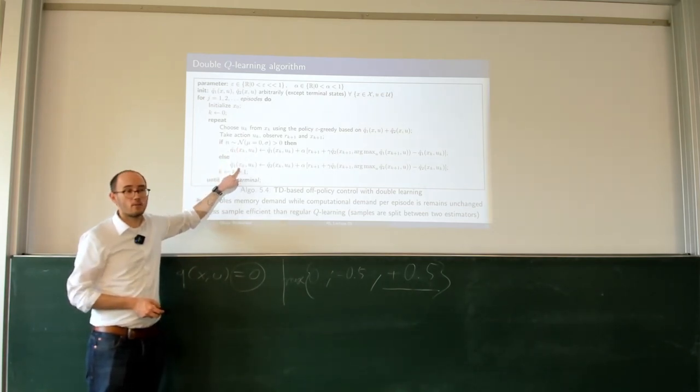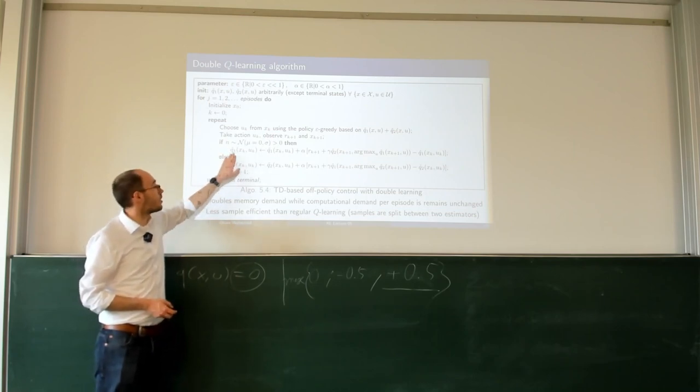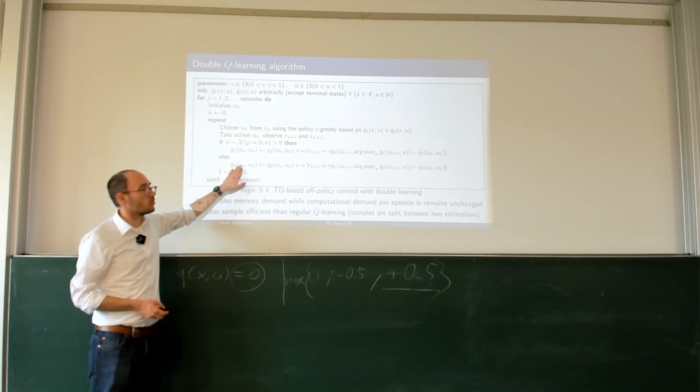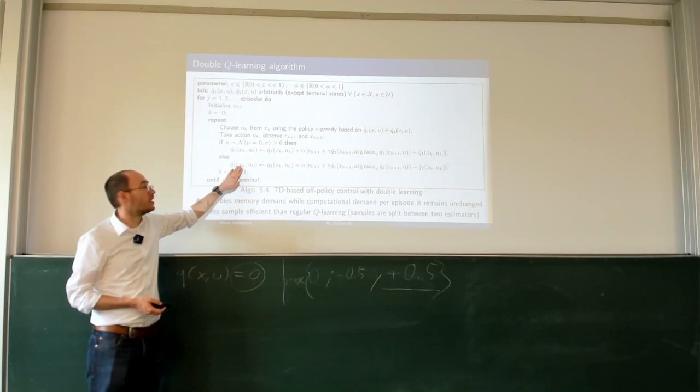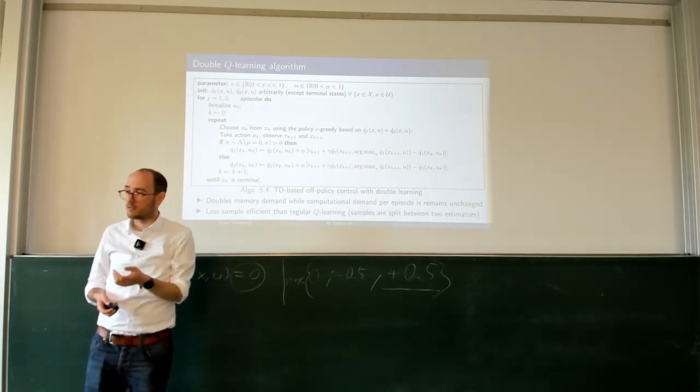This is a table which you need to store somewhere. So you have double the memory demand. As you only execute one of these two lines per iteration, the computational demand is normally the same. There's no difference.